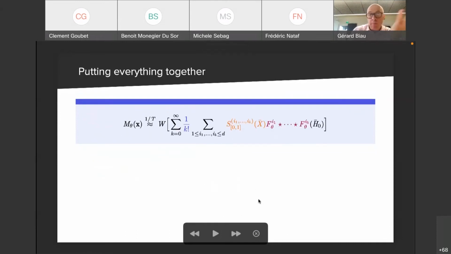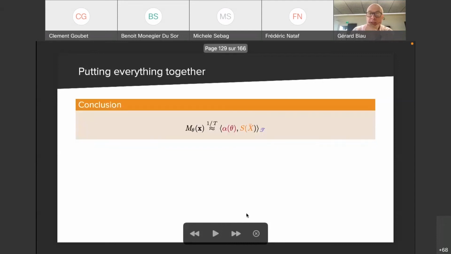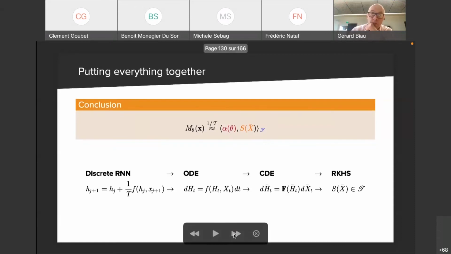And so now back to what we have seen at the beginning of the talk. That's the output of my network. We have W, a linear matrix of this infinite sum. Well, if we make W enter the sum and call alpha theta this parameter here, we immediately see that what we have, in fact, is a scalar product between the signature of the process and something which is living in the space T. And so it's an element of the Hilbert space. So it's nothing but a linear operation in this Hilbert space. So we see that we pass from this discrete RNN to the fact that the output of the network is in fact a linear function of the signature.